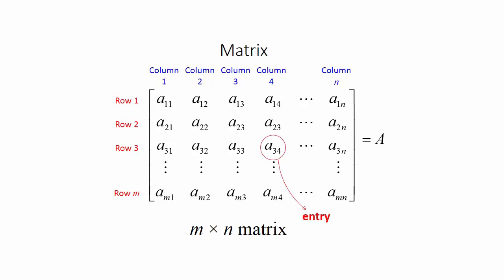In this representation, you see this is subscript 34 for this particular entry. The subscripts specify the location of this entry inside this matrix. So the first number 3 specifies that this entry belongs to row 3, and subscript 4 specifies that this element belongs to column 4.